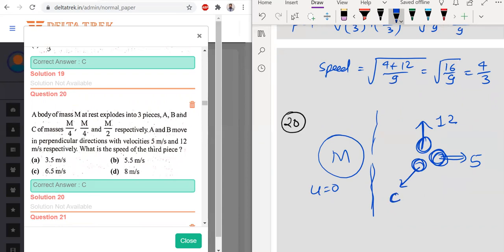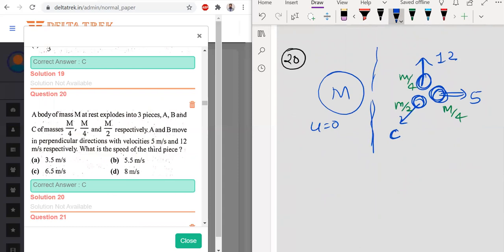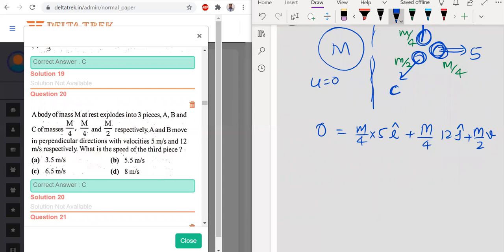Okay? Now the masses of these parts are m/4, m/4, and C is m/2. So let's just solve with the directions. The initial momentum 0 is equal to, finally, m/4 into 5, but don't forget to make it i cap, otherwise there will be a problem. Then m/4 into 12 j cap, then m/2 into v, which we need to find. So let's see what happens, these two will come on this side. m/4, so first divide everything by m, divide everything by 4.